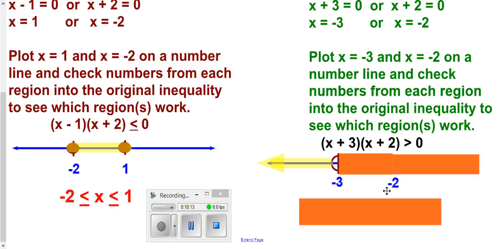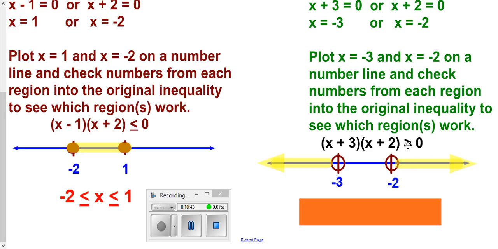Try a number like, I don't know, negative 2.5. Negative 2.5 plus 3 is positive. Negative 2.5 plus 2 is negative. A positive times a negative is not going to give us what we are looking for, so I'm not going to shade in between. Try a number over here like 0. So then I would get 3 here, which is positive, 2 here. 3 times 2 is positive, so it does work because that's what I'm looking for.